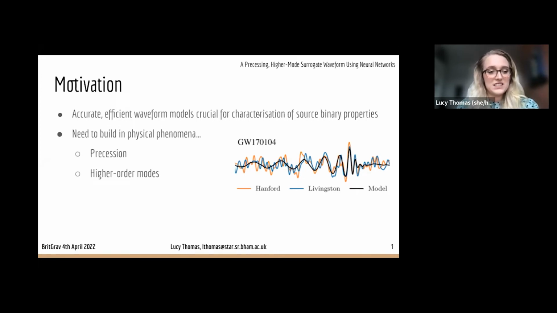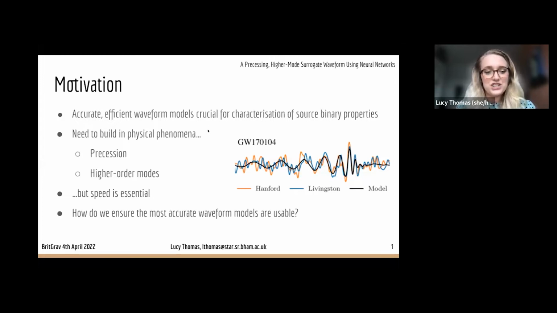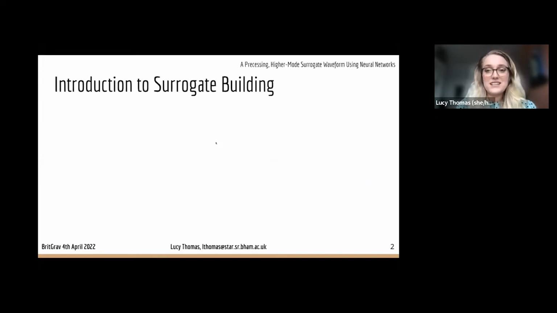But there is a balance to be struck between completeness and building in all of the complicated physics versus speed of evaluation, because it's no use having the most wonderfully accurate waveform model in the world, but it takes years to do a real parameter estimation. So how do we ensure that the most accurate waveforms we can build will actually be usable within a parameter estimation process? So one way to do this is through the use of waveform surrogate models.